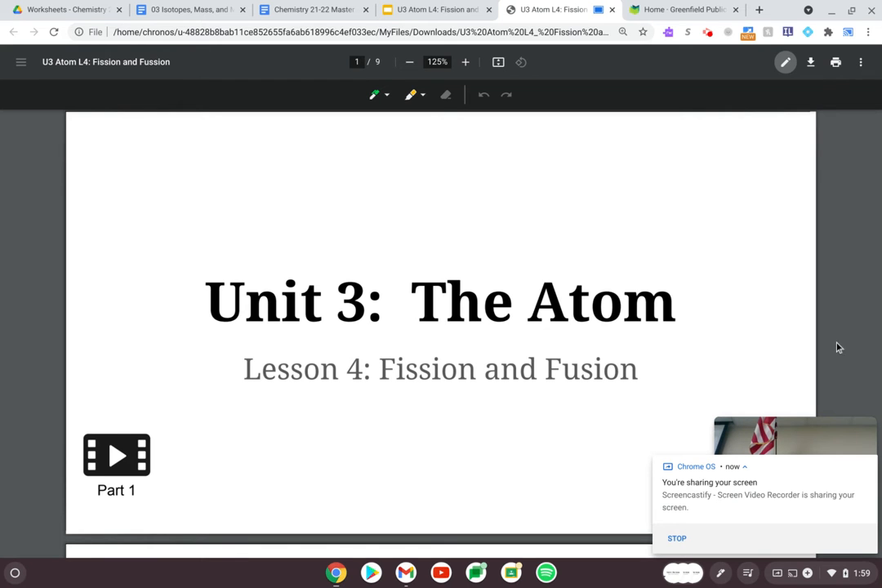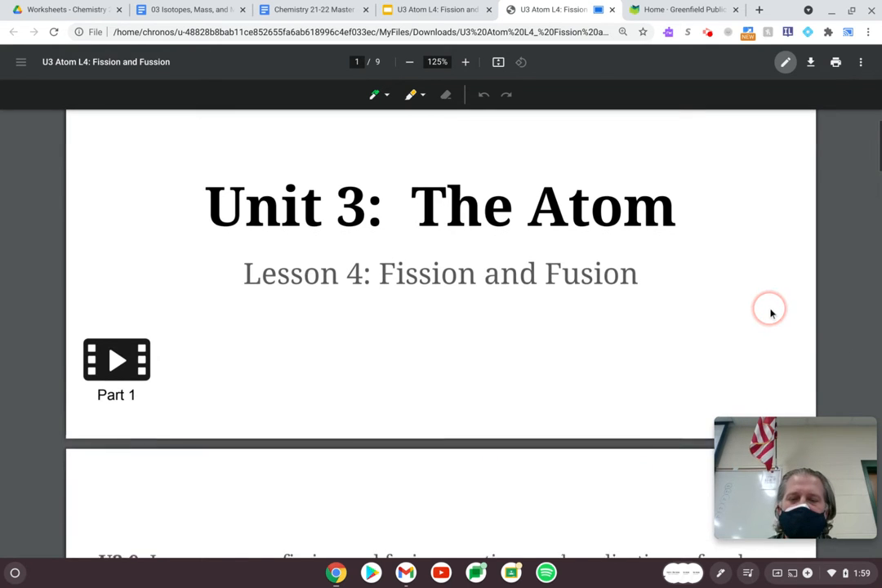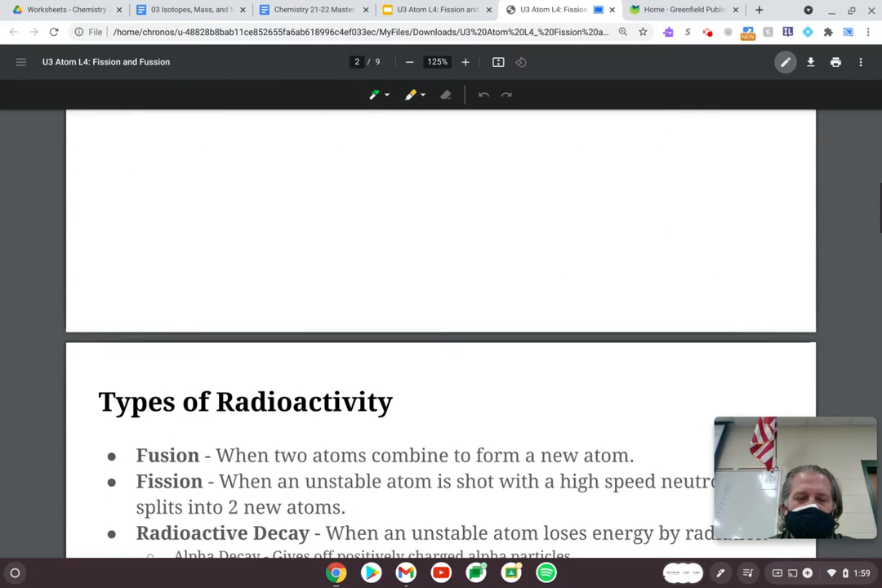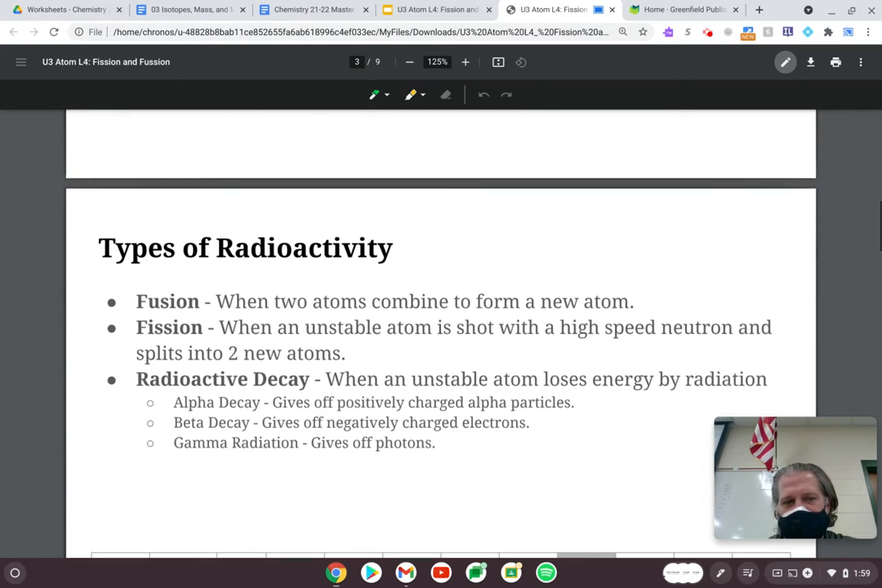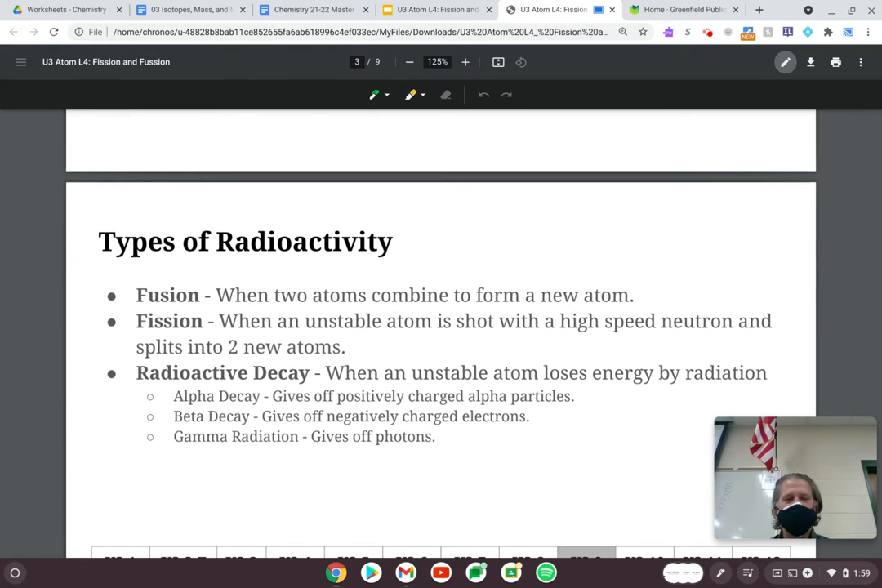All right, so lesson 4 is about fusion and fission. And we are going to talk about the different types of radioactivity that chemists are concerned about. There's fusion, there's fission, and then there's radioactive decay. Radioactive decay is something we're going to be concerned about on Monday.